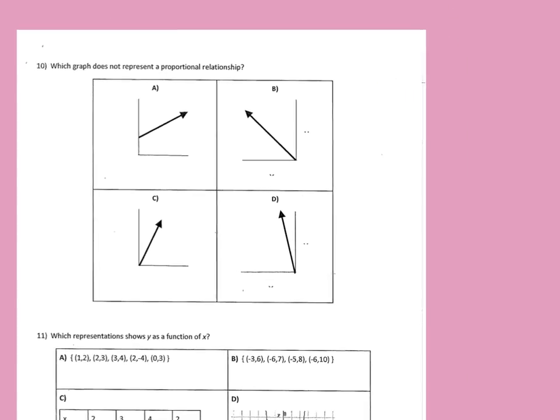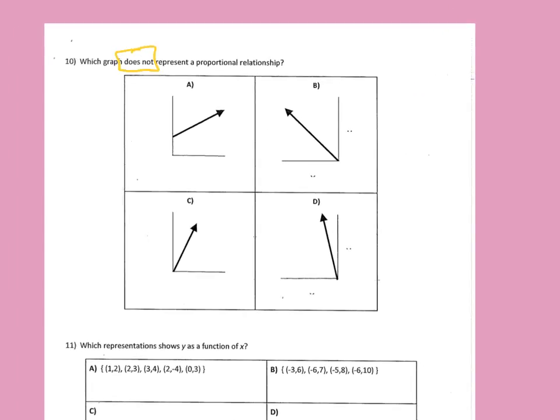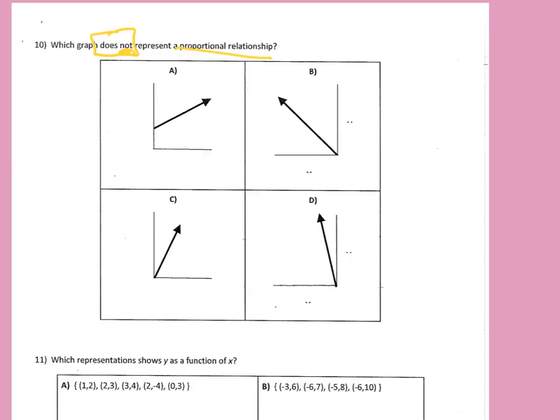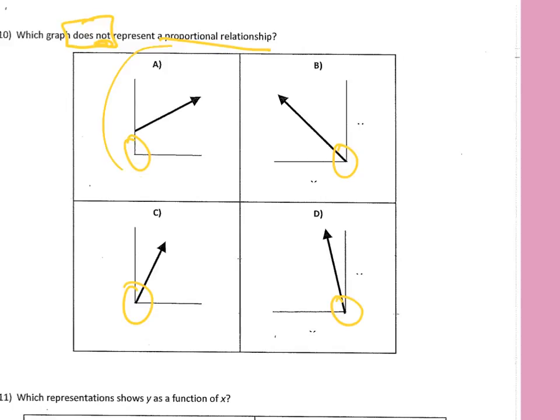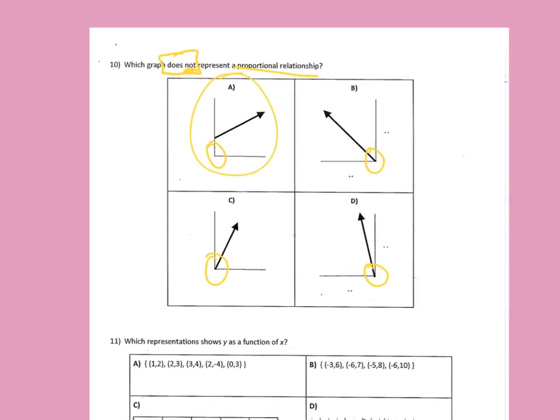Number 10, which graph does not represent a proportional relationship? So if we've got a graph and we want to see if it's proportional or not, it's got to go through the origin. Okay, so the only graph that does not go through the origin is our A.